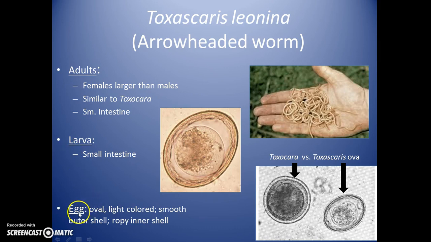Now, the ova, or the egg, for this parasite, which again you'll find in the feces of the animal, is oval in shape. It is light-colored. It has a smooth outer shell, and just below that smooth outer shell is kind of a ropey appearance. So it's a little bit different from our Toxocara ova. Again, Toxocara has that fine pitted outer shell, and Toxascaris has that smooth outer shell with a thin ropey layer just under it.